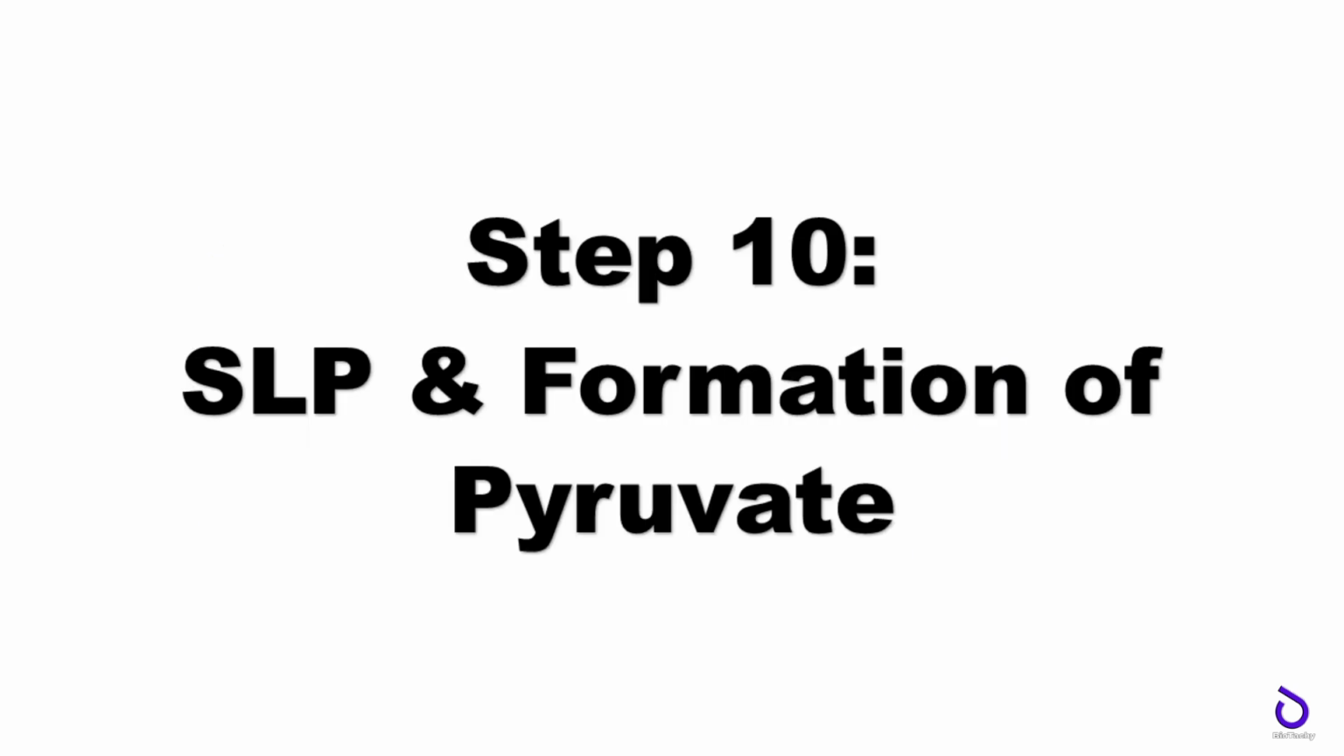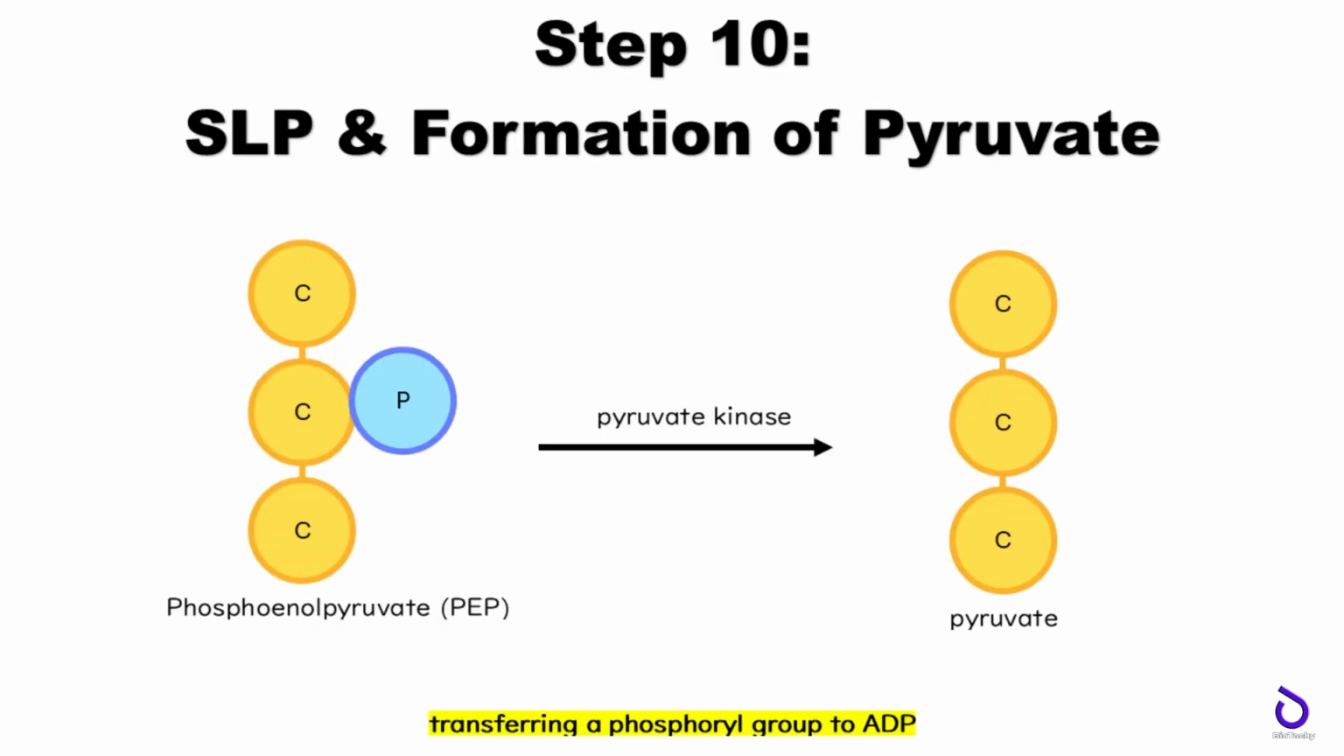Step 10, substrate level phosphorylation and formation of pyruvate. Phosphoenolpyruvate is converted into pyruvate by transferring a phosphoryl group to ADP, catalyzed by enzyme pyruvate kinase. Mg2+ and K+ ions are required for the activity of pyruvate kinase.